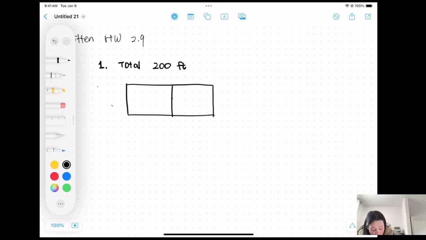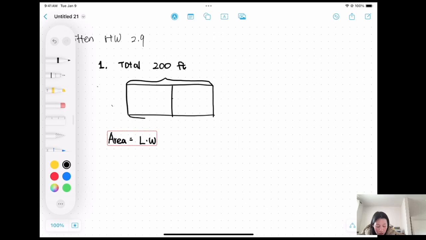So to get the area, since this is a rectangle, that means we need to know the length times the width. So right now, I want to find the maximum of the area, but I don't know anything about the length and width. However, they told you that the total fence is 200 feet.